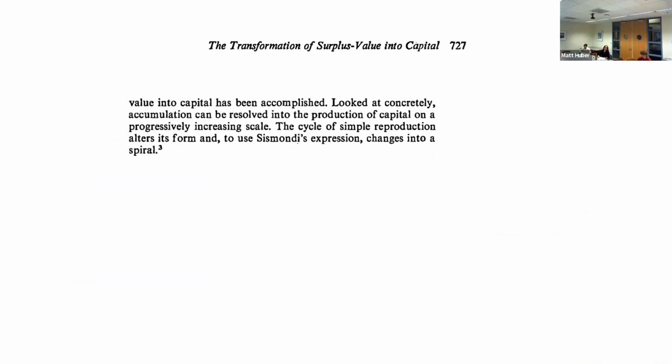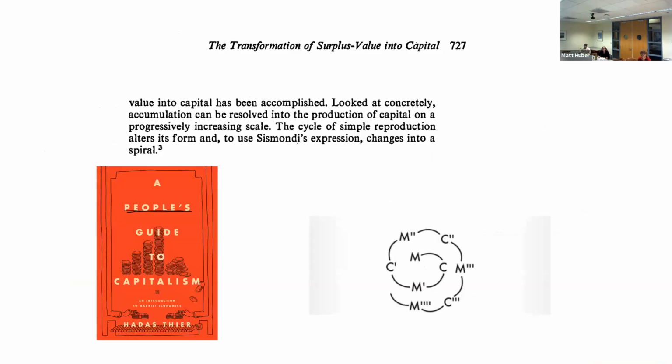The cycle of simple reproduction alters its form, and to use Sismondi's expression, changes into a spiral. Last time I taught this book in 2020, this book on the left didn't exist, and therefore this lovely graphic didn't exist. And I had to draw this spiral, and I took a very dimly lit picture of it. But now she has this wonderful spiral she made. So I'm happy to be able to share this spiral.